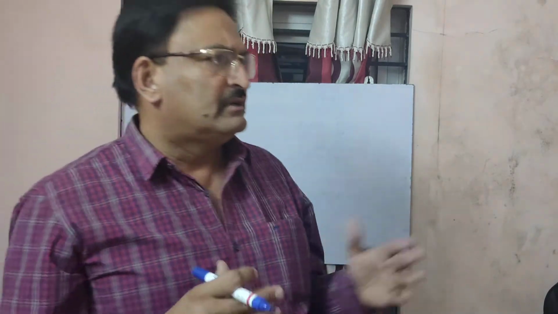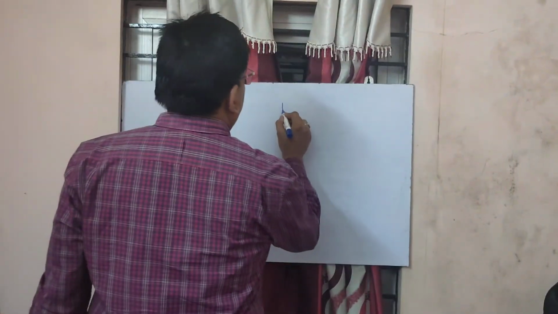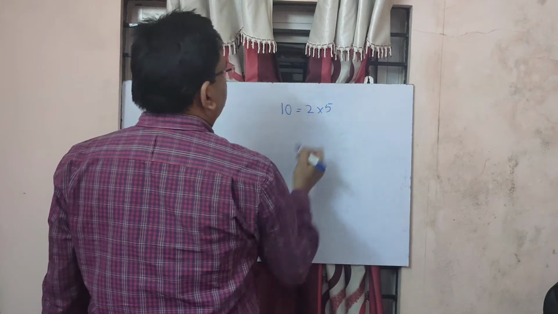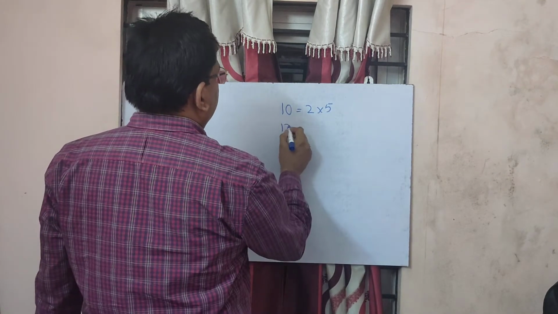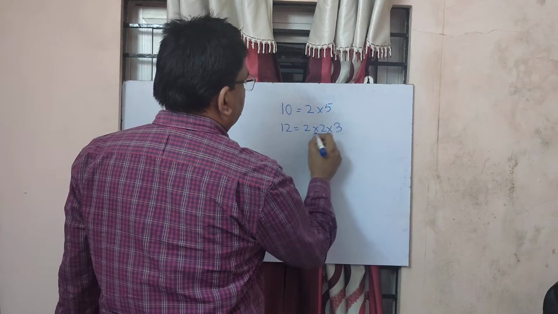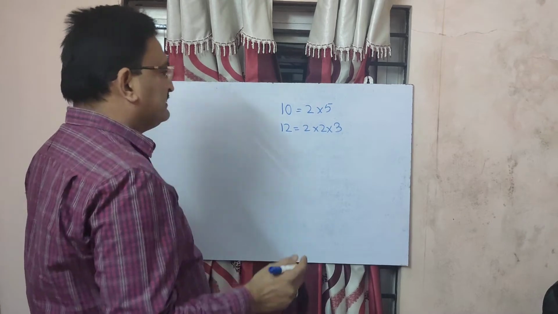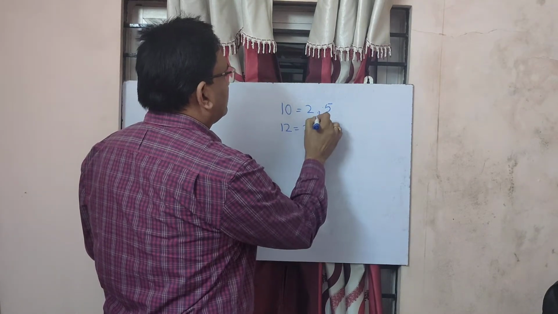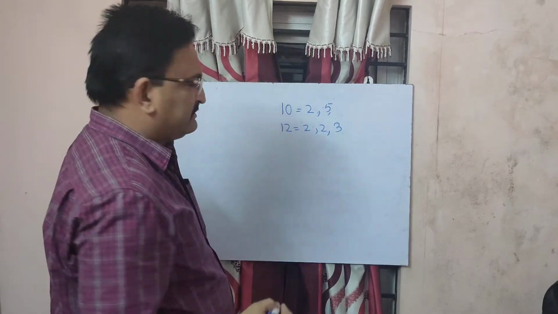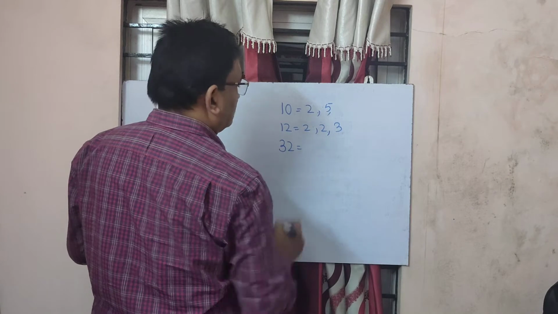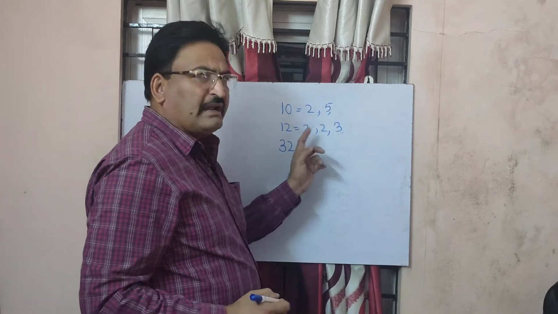We know what we mean by factorization. We know what the factors of 10 are. Factors of 10 are 2 into 5, 2 and 5. What are the factors of 12? 2 into 2 into 3. These are the factors. 2 and 5, they are the factors. If you say 32, these are prime factors.